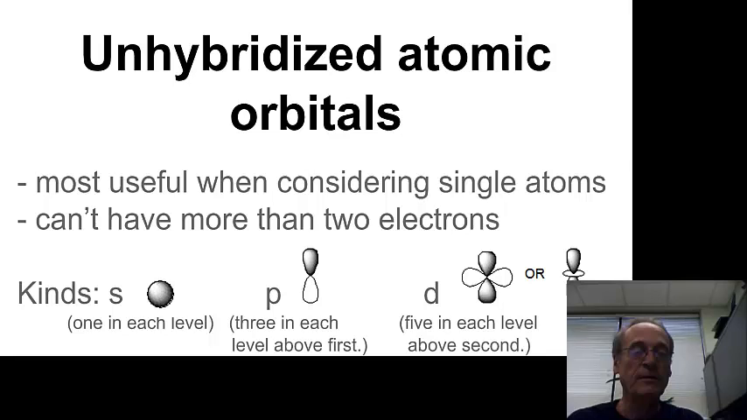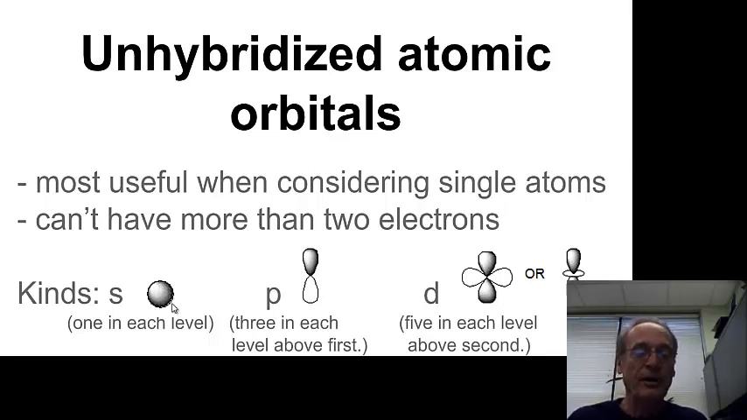As for types of unhybridized atomic orbitals, we have the s, which is just a sphere. And remember that there are s orbitals in every level. There's one in the first level, there's another one in the second level, there's another one in the third level. They're all just spheres, and they just get bigger as you go up in energy levels. So the 2s is bigger than the 1s, and the 3s is bigger than the 2s, and so on.